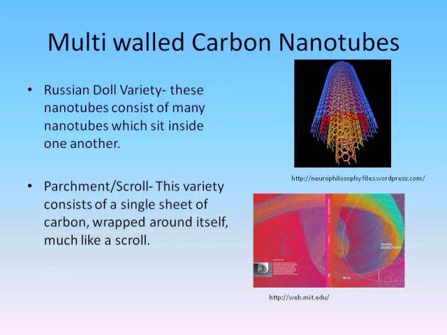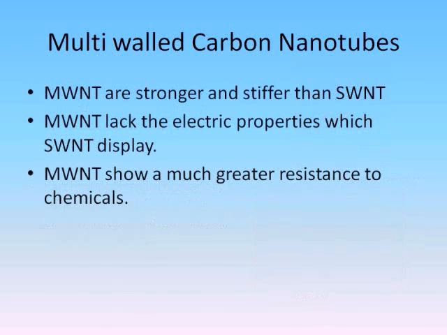Here we have 2 different types of multi-walled carbon nanotubes. First off, the Russian doll variety, which consists of many nanotubes sitting inside one another, and the parchment or scroll nanotube, which consists of a single sheet of carbon nanotube wrapped around itself. These multi-walled carbon nanotubes show many different characteristics than those of the single-walled nanotubes. They're stronger, they're stiffer, and they have a much greater resistance to chemicals. This said, the multi-walled carbon nanotubes lack the electrical properties which the single-walled nanotubes display.